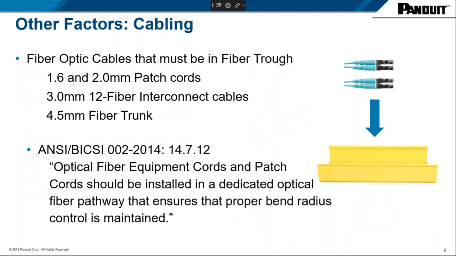And here we wanted to provide some examples of products that should go in the fiber product that is a smooth and closed surface. So as we're looking at patch cords, fiber interconnect cables, and fiber trunks, those are perfect examples of cables that need to go in an enclosed pathway. It is not recommended to go into a wire mesh with all the openings that the basket does have.